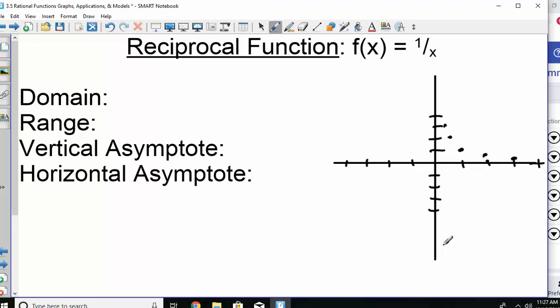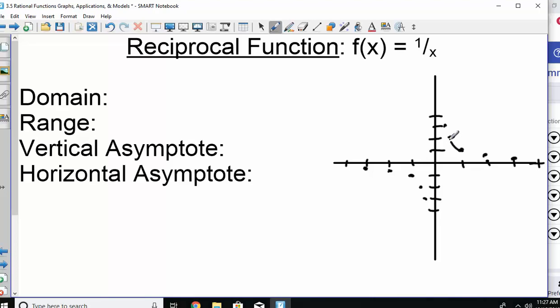Can you plug in 0? Can you do 1 divided by 0? No. Okay, if I put in -1, I would get -1. -2 would give me -1/2. -3 would give me -1/3. -1/2 gives me -2. -1/3 would give me -3.